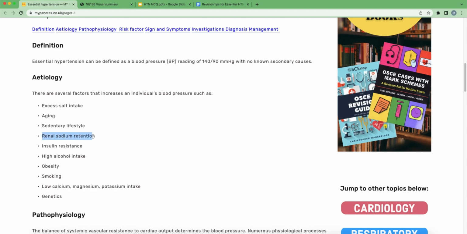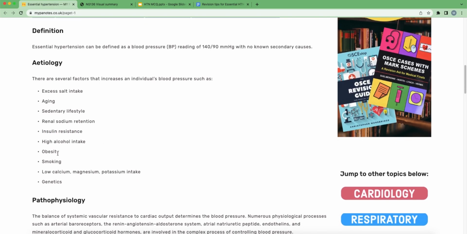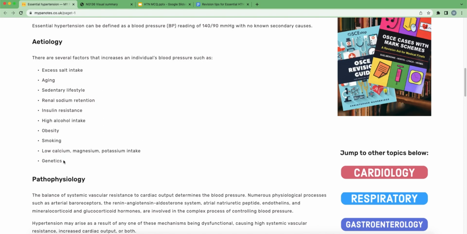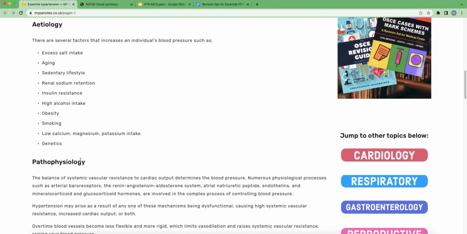Renal sodium retention, so that's the kidney retaining more salt. Insulin resistance, high alcohol intake, smoking, and low calcium, magnesium, and potassium intake. So it's basically poor diet all over again. And obviously, if you have a family history of high blood pressure, you are likely to have high blood pressure yourself. Most of the patients that I diagnose with essential hypertension do come from a family history of high blood pressure. So it's important for you to know that when you're revising.